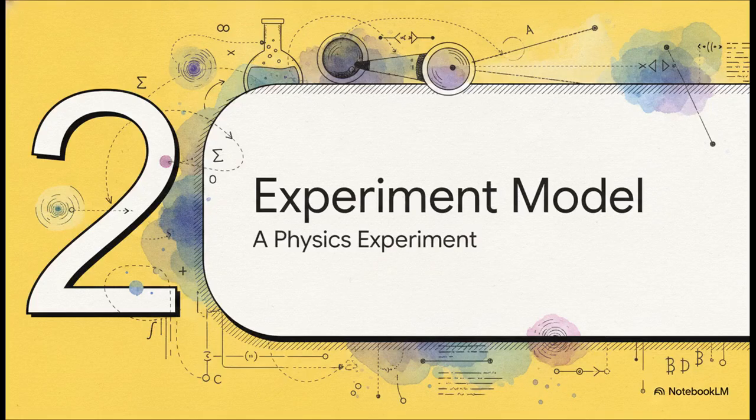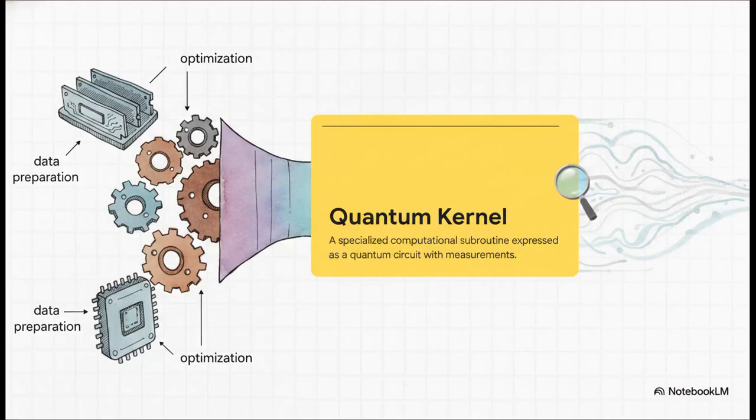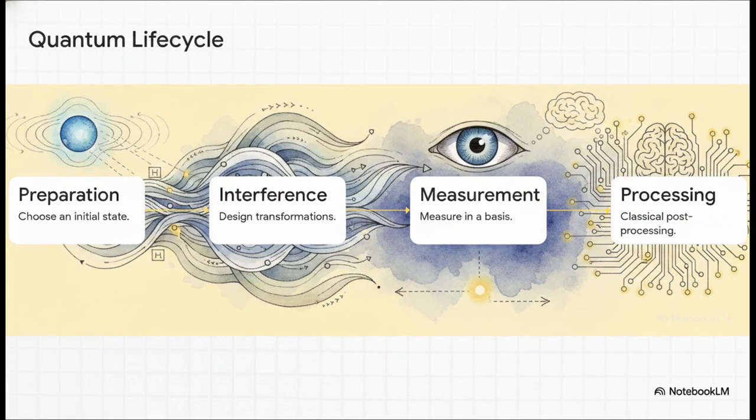Moving right along to Section 2, the quantum experiment model. So, a quantum program is much better understood as a highly specialized physics experiment. Think of it this way. The core quantum logic functions as a really narrow, targeted subroutine, a quantum kernel. The quantum program is literally just this kernel. The entire rest of your pipeline, from formulating the domain problem to preparing the data and orchestrating the jobs, all remains entirely classical. And every single practical quantum program follows this exact life cycle.